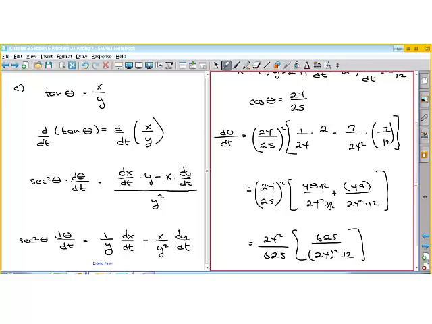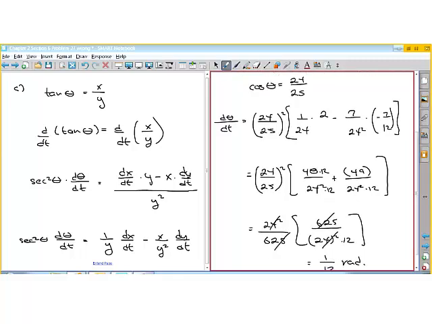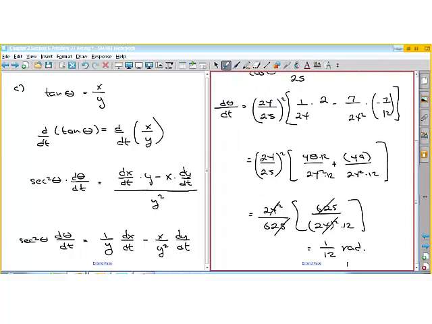So we have 625 in the numerator and 24 squared times 12 in the denominator. These cancel out. 625 is 25 squared, which cancels, and that leaves 1/12. So the answer is d theta dt is 1/12 radian per second, which is the rate of change of the angle of the ladder.